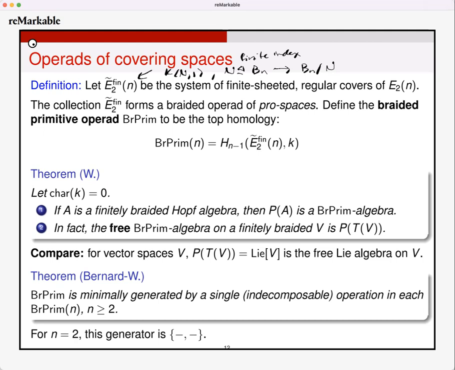That is, just as before, the primitives in the tensor algebra on a finitely braided vector space V is the free BrPrim algebra on V. This is the braided version of the statement that we were saying before, that the primitives in the tensor algebra are the free Lie algebra on V. So you could ask, okay, but what is this?